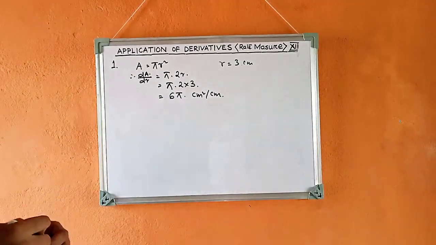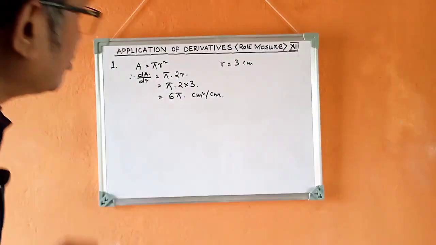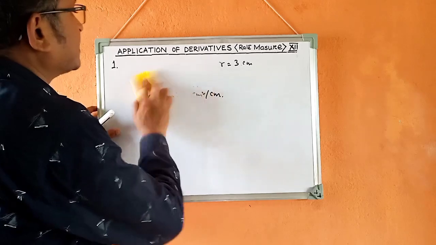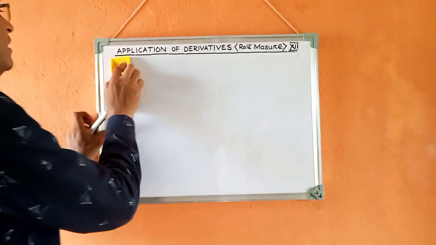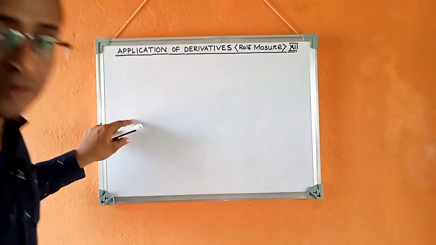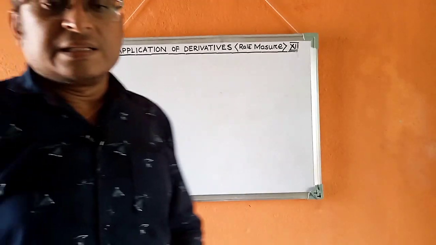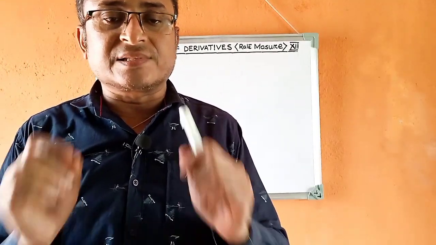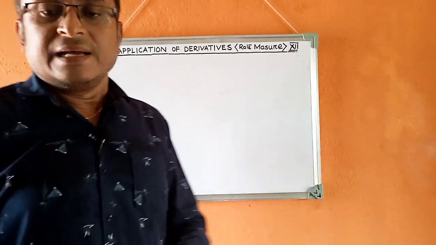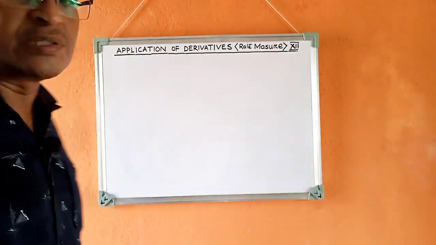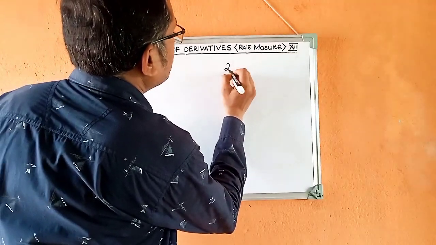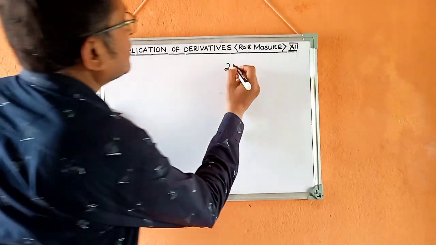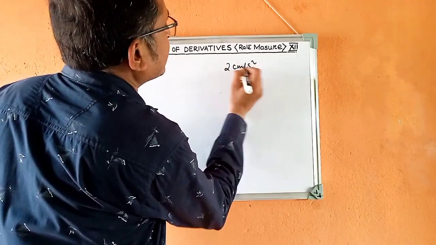This is example number 1. Now see example number 2, carefully. Listen to the question first. The side of an equilateral triangle is increasing at the rate of 2 centimeter per second.